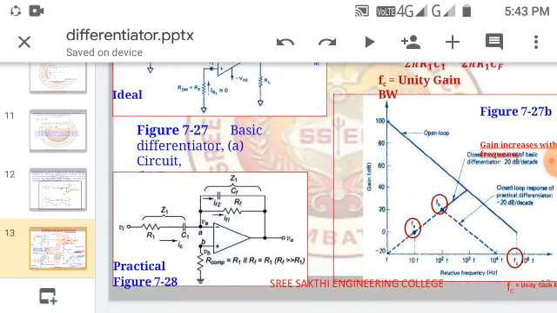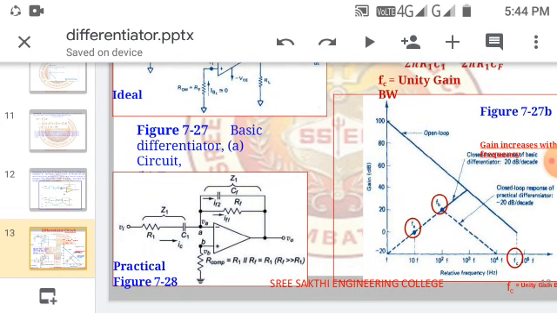So here directly we went to the practical differentiator. So in the practical differentiator we use R1 C1 in series with RF CF. So RF CF is shunt to the op amp, that is used as feedback, and R1 C1 is in series with the input and the inverting input. Here also we are going to use the inverting input as the input for the differentiator.